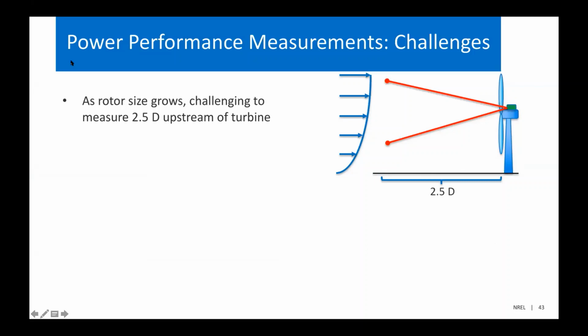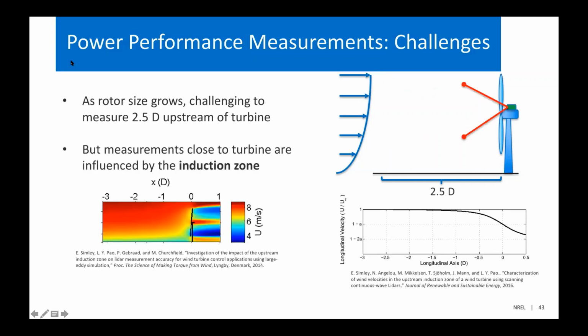All right, so as the rotor size of turbines increases up to around 200 meters these days, it can be difficult to measure 2.5 rotor diameters upstream of the turbine because we can generally measure 200 to 300 meters upstream of the turbine. But if we want to measure closer to the turbine, then we'll be measuring in the induction zone of the turbine. And this is where the velocities start to become reduced close to the rotor because of the blockage effect of the rotor.